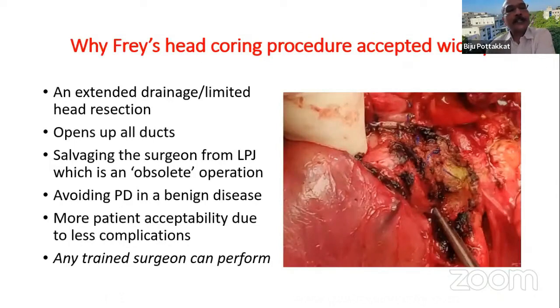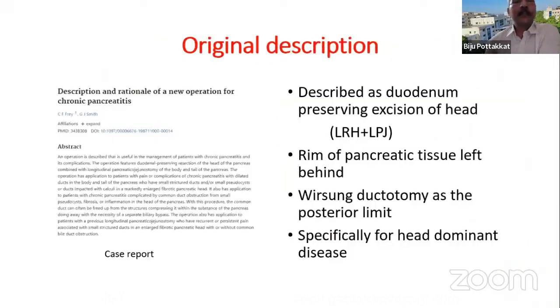So why was Frey's procedure accepted very widely? Because it forms an extended drainage procedure. When you do Frey's, it is mostly guaranteed that all ducts are opened up, and it salvages the surgeon from the LPJ, which is probably considered an obsolete operation now, and avoids pancreatoduodenectomy, and even a less trained pancreatic surgeon can do this Frey's procedure.